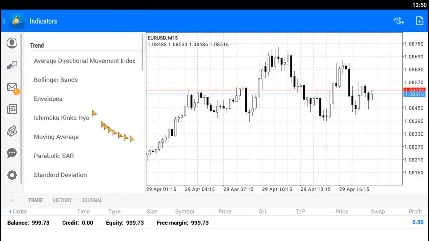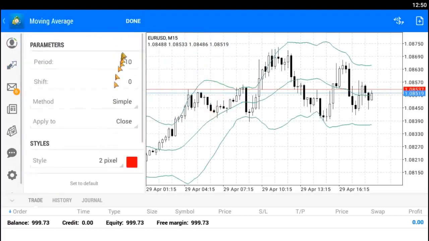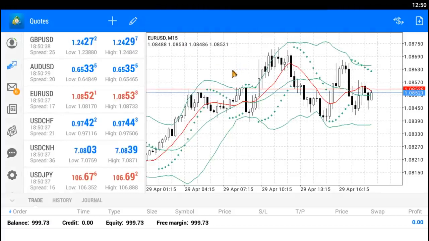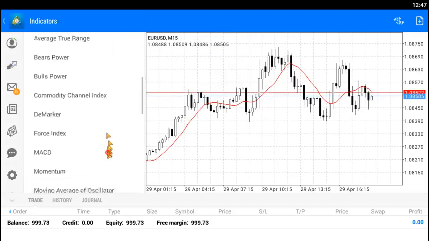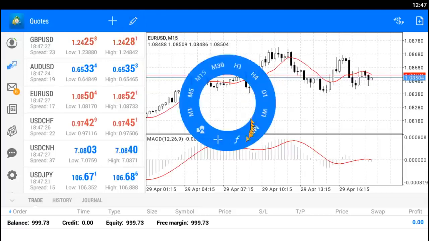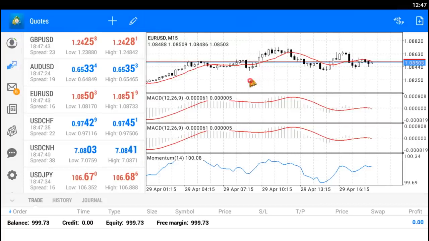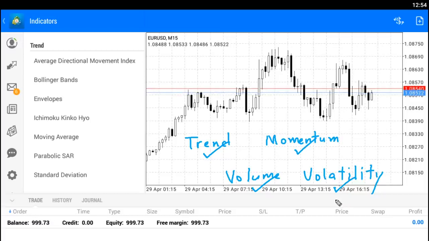Then let's try the first option. Some indicators are added directly to the chart, say moving average. Some indicators have an individual window like the RSI we saw earlier. Mainly, there are four types of indicators: trend, momentum, volume, and volatility. It is advisable to study their properties and blend them together for a greater result on your trades.